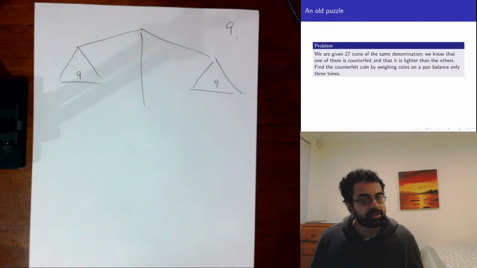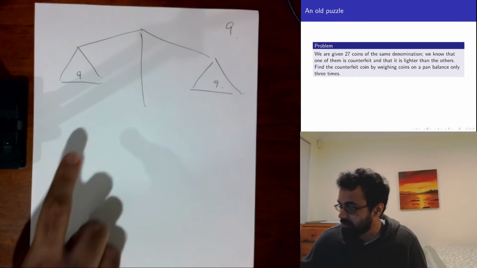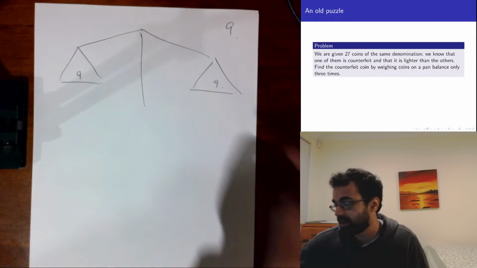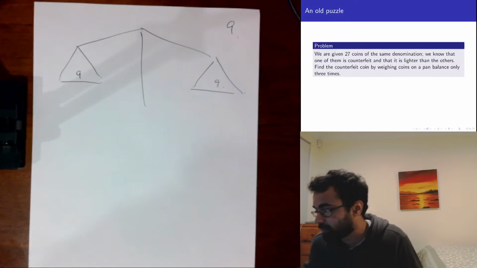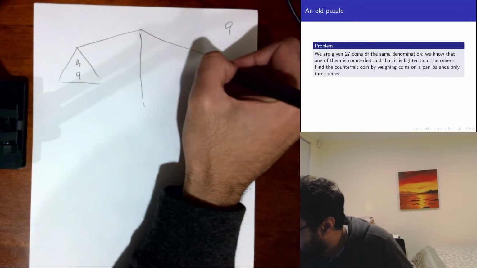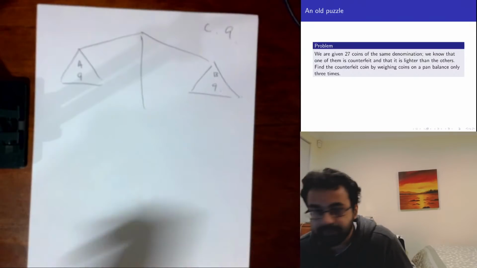So in this situation, I have 9 coins on one side, 9 coins on another side, and a third pile of 9 coins elsewhere. I'll call these piles A, B, and C.